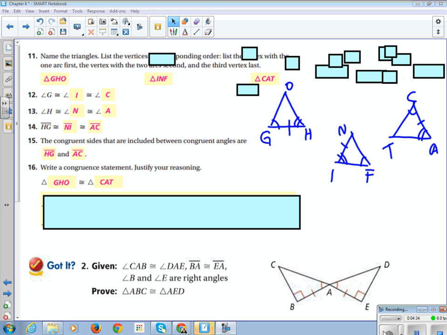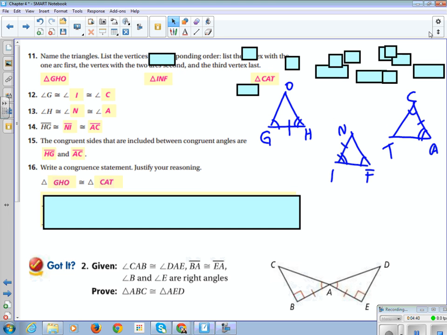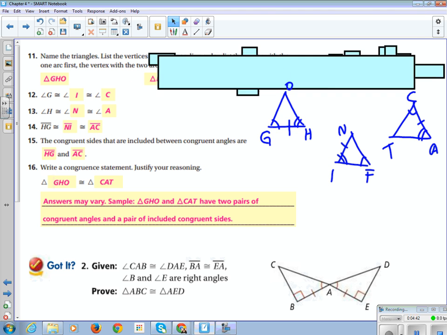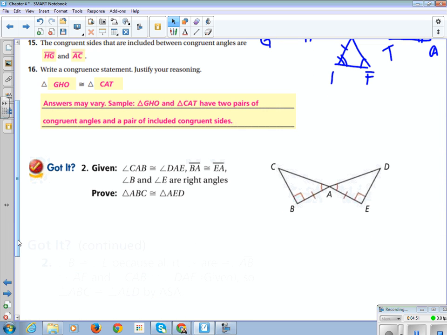Triangle GHO is congruent to triangle CAT because they have two pairs of corresponding angles and a pair of included congruent sides. If you put "answers may vary," you may not make it to see tomorrow.